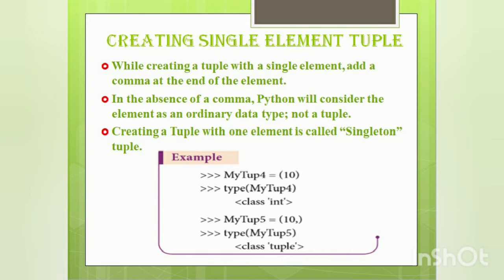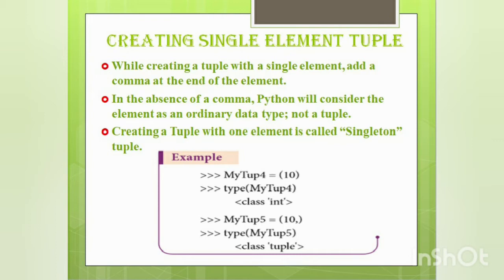Creating a tuple with one element is called a singleton tuple. That is, creating a tuple with only one element is called a singleton tuple. Okay, if you are not specifying a comma at the end of the element, Python will consider that as an ordinary data type, not a tuple. If you want that one element to be a tuple, you have to use a comma at the end of the element. Clear?